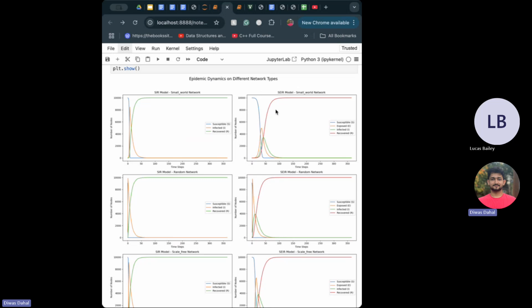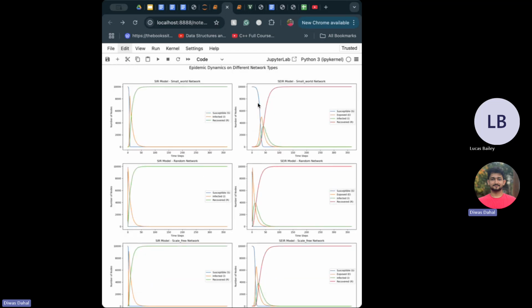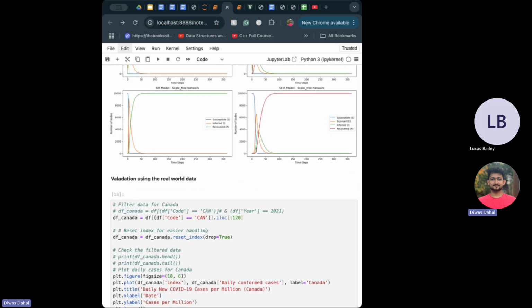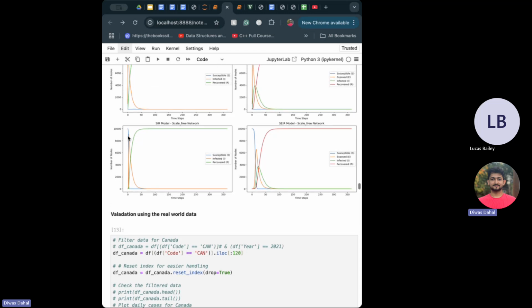As you can see right here, the recovery rate shoots up through the roof, and the susceptible population drops into almost an L-shaped line. And with the scale-free network, right here, the scale-free network displays the dynamic of model 2. And in the SIR graph, the susceptible population declines rapidly.